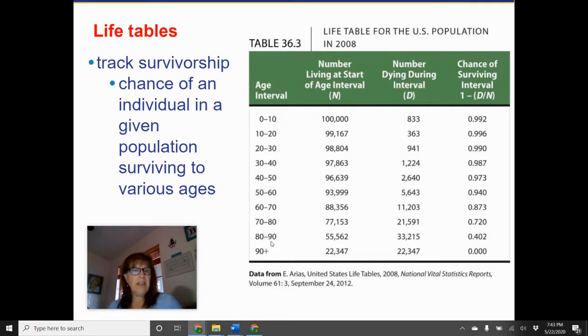Now we get down here to 80 and 90 years old, and we see that half of that population survived here, and the number of individuals that have passed away in that age range is only 40%. You have about a 40% survival rate if you've made it to the ages of 80 or 90.